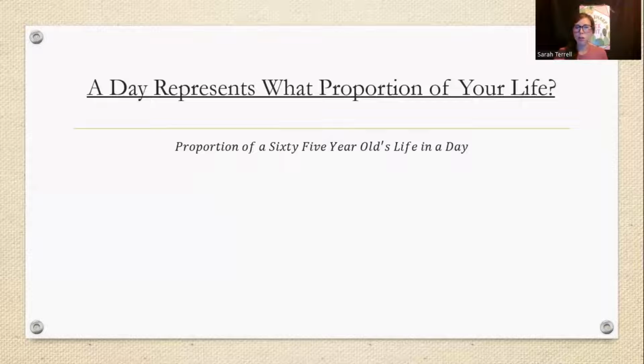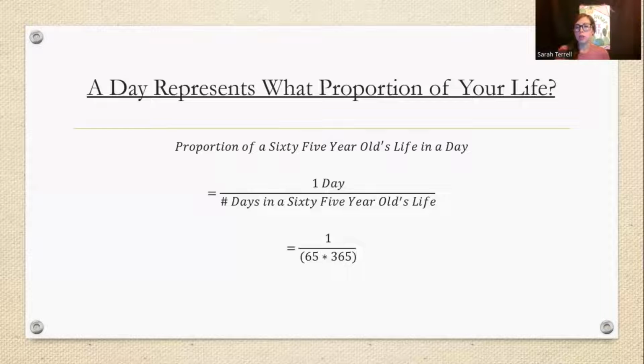So finally, let's look at what the proportion of a 65-year-old's life is by the time you are retiring. What does that proportion look like to you? Here we have 1 divided by 65 times 365, which is about equal to 0.00004. And so that proportion, that fraction, has gotten even smaller.